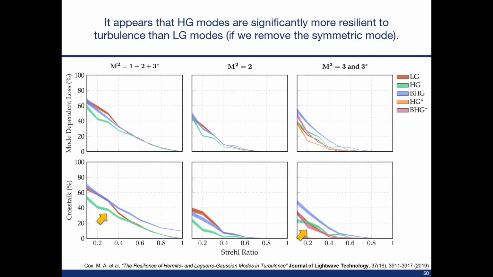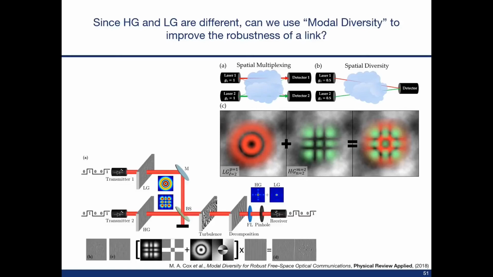If we look at the plot on the bottom left, we see that the HG modes, which are green, from the previous page with the HG11 mode excluded, are significantly more resilient in stronger turbulence than LG modes. When the HG11 mode is included, on the bottom right, the performance of HG and LG bases are essentially identical, which agrees with common understanding. The choice of mode clearly affects the performance of a system. So could we use this difference between modes to our advantage?